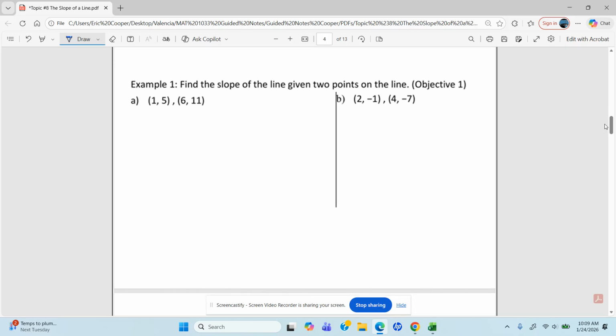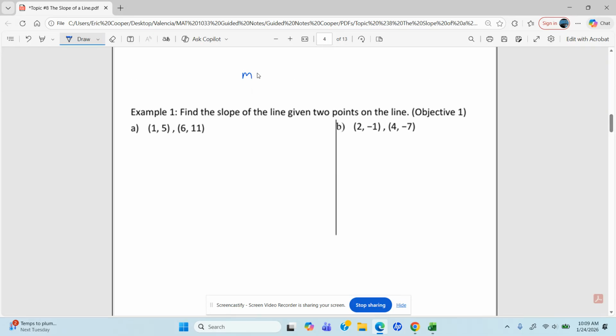So let's find some slopes. Find the slope of the line given the 2 points. And again, let's remember our formula. Slope, which is m, is the difference in the y's over the difference in the x's. And again, it doesn't matter which one is x1 and y1, and it doesn't matter which one is x2 and y2. But one of the things that has to happen is that the 1's have to stay together and the 2's have to stay together. So if I call this one x1, this has to be y1. And if this is x1, this has to be x2, and this has to be y2.